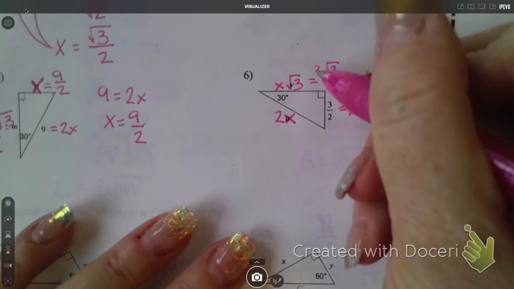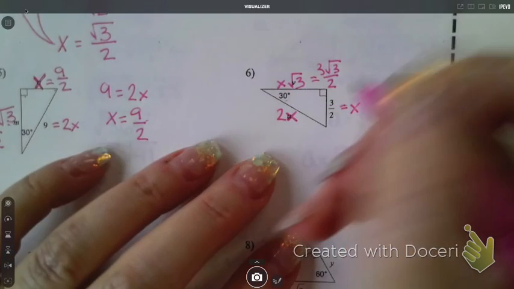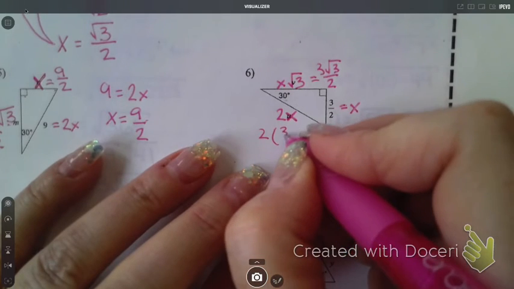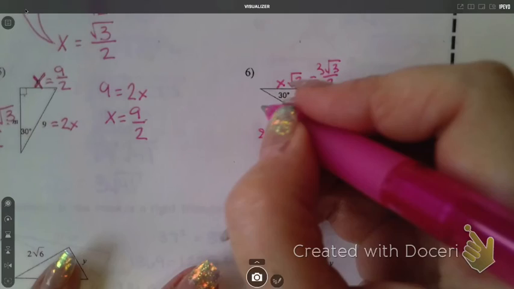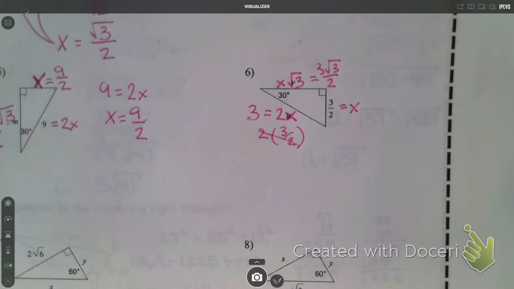And 3 times 2 is... Oh, wait. We got 2 times 3 halves. Would the 2's just be reduced and we just get what? 3. So once I find x, does this pretty much just fall into place? Kinda. Might have to do some simplifying.